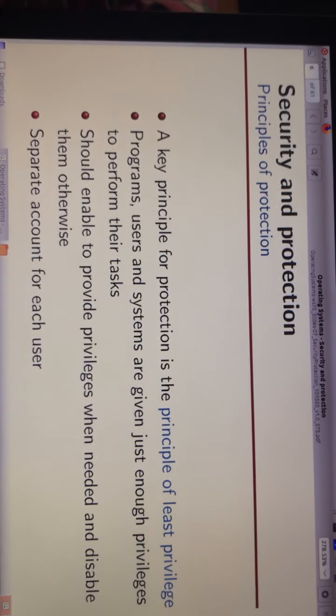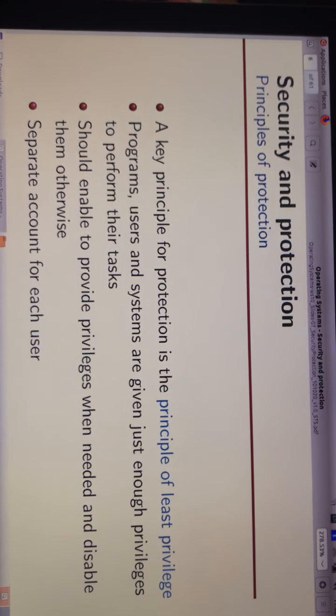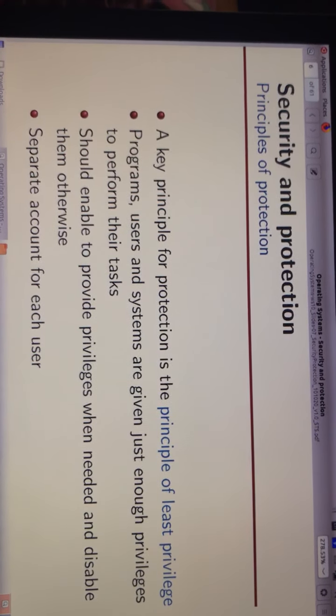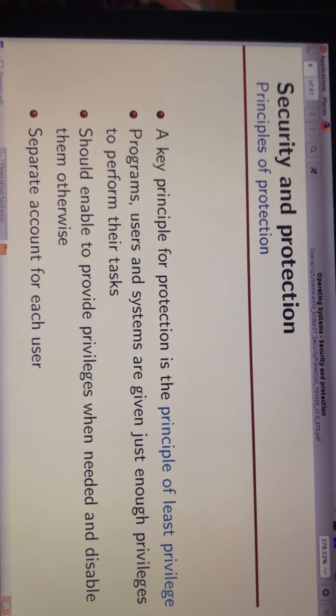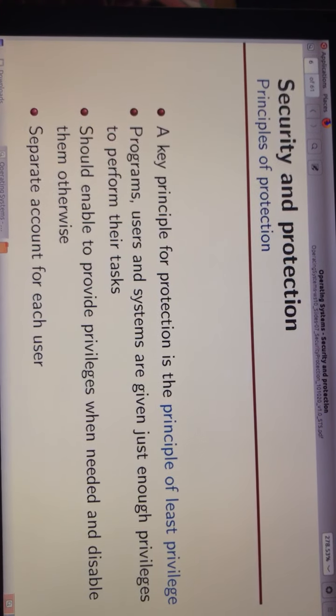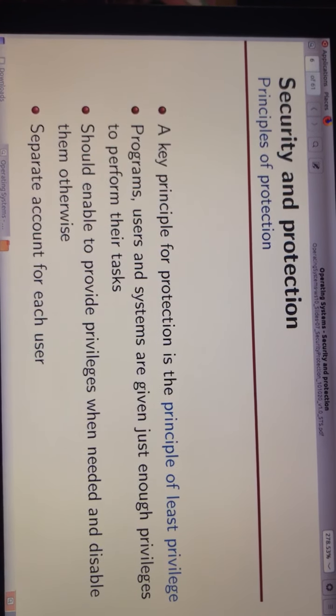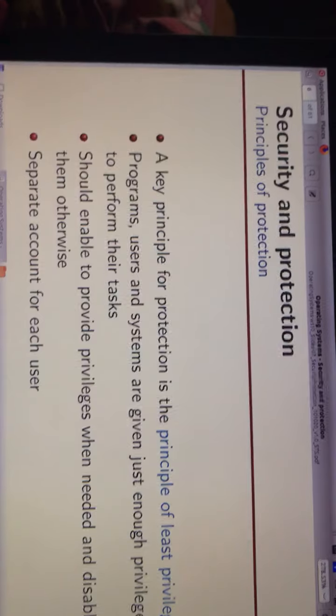Then a key principle for protection is the principle of least privilege. Programs, users and systems are given just enough privileges to perform their tasks. Then it should be able to provide privileges when needed and disable them otherwise.